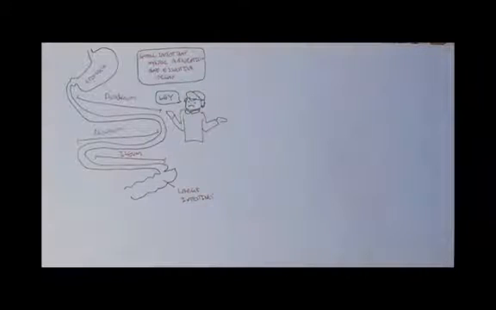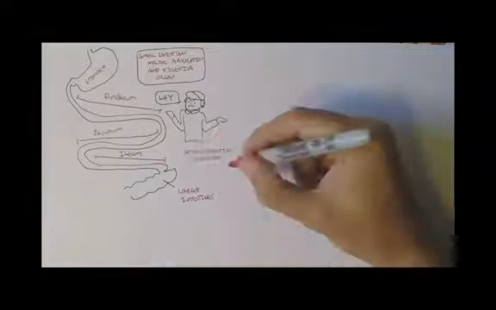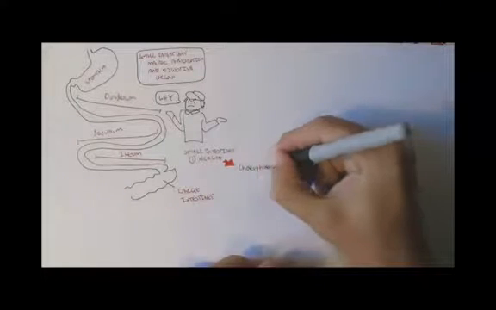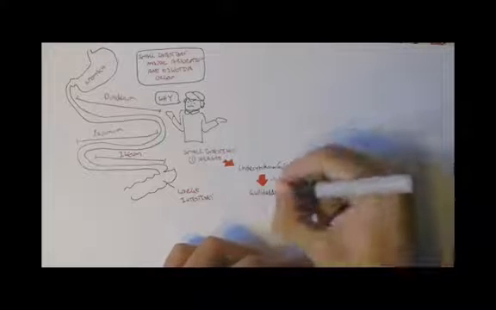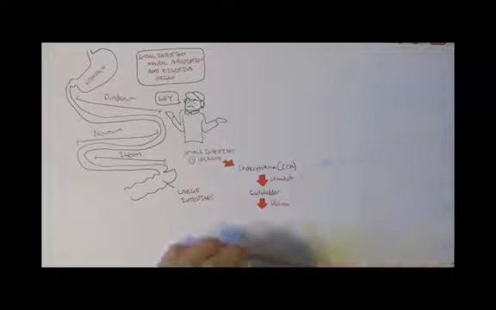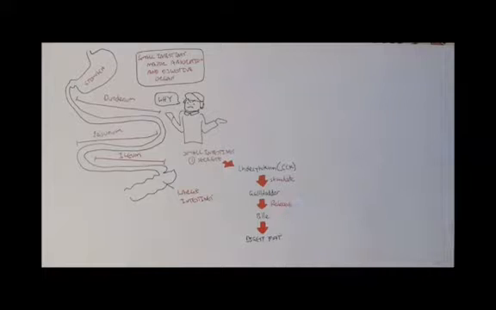So why is the small intestine the main site of digestion and absorption? Well, for one reason, it secretes an enzyme. This small intestine secretes an enzyme called cholecystokinin, or CCK, which stimulates the gallbladder to release bile. And bile is used for fat digestion.